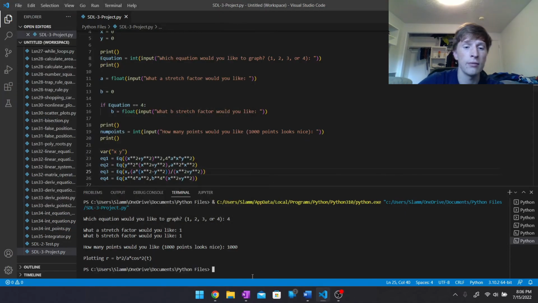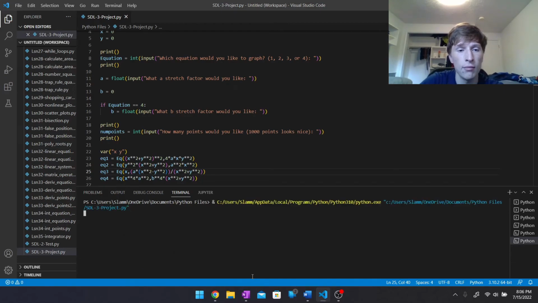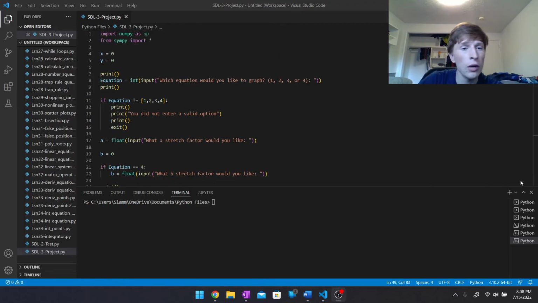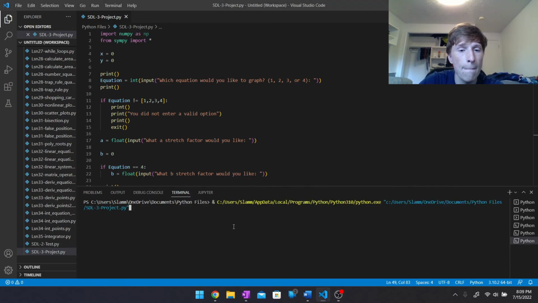Cool. And then if you enter 5. What? Okay, I think I fixed it. So now if you enter something that isn't 1, 2, 3, or 4, it would just say you didn't enter a valid option and then just exit the program. So let's try it. Enter 5. There you go. Cool. And that's the end of my SDL Project 3.